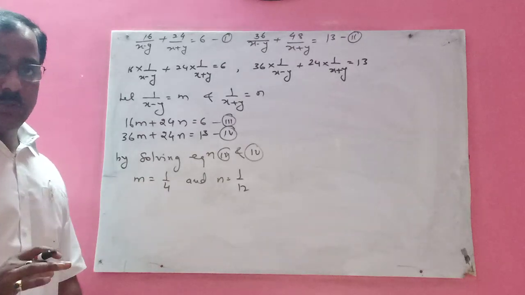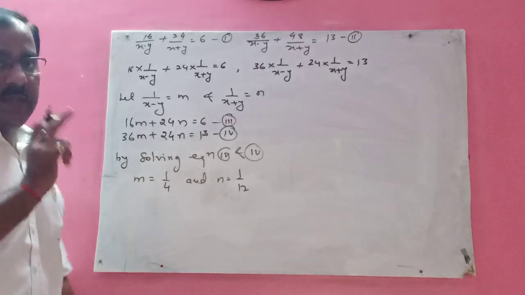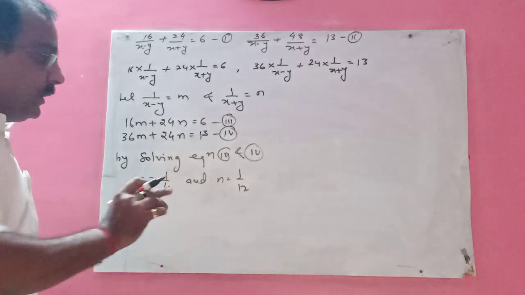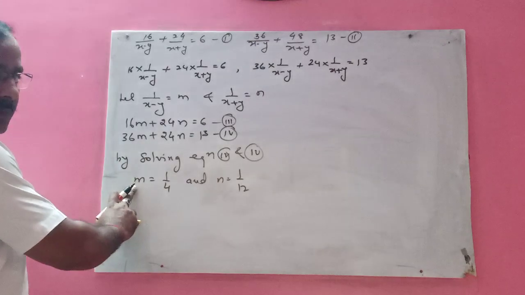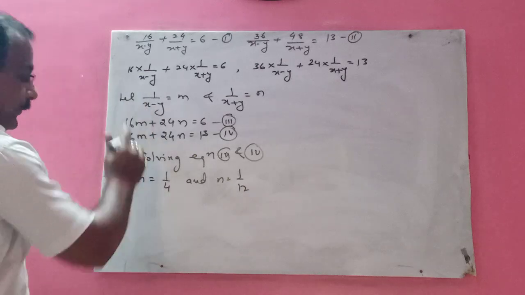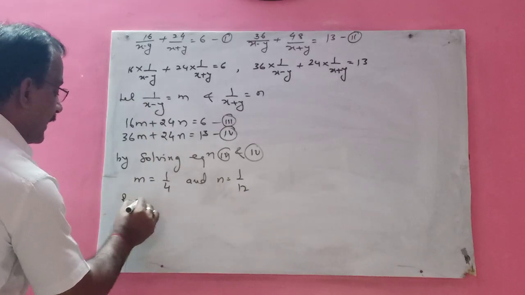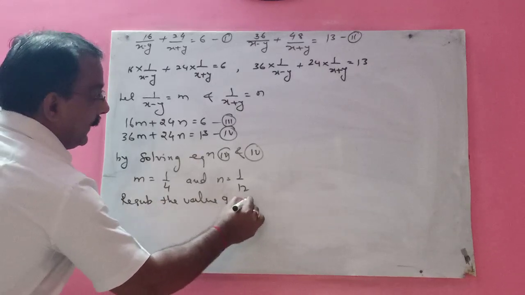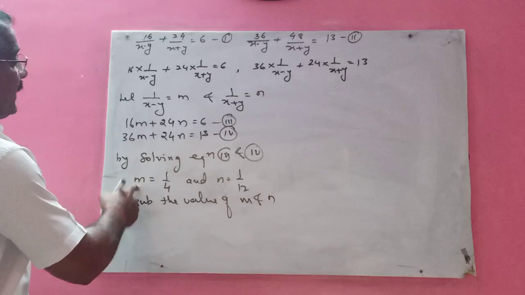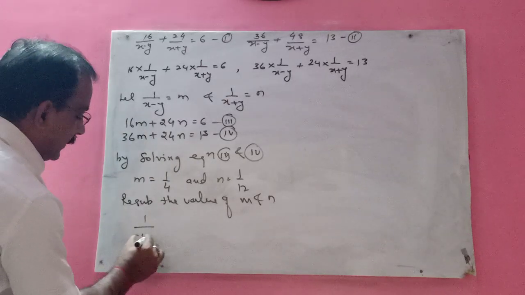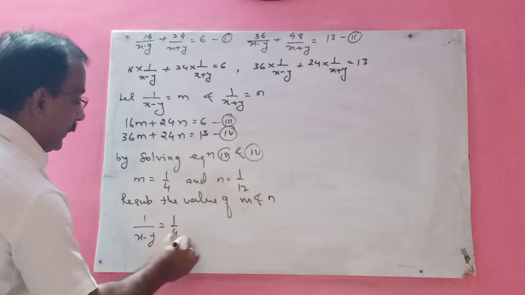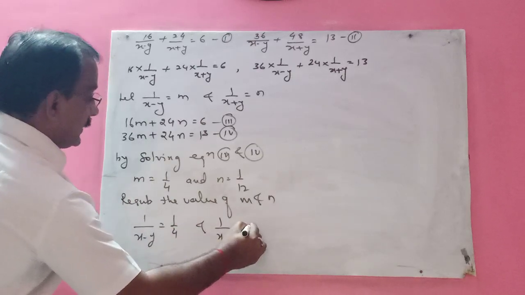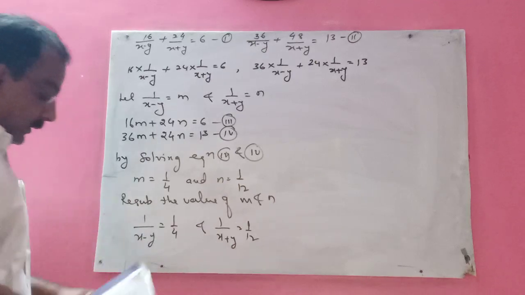But here the problem is not over, because we want to find the values of x and y, that is, the speed of the boat in still water and the speed of the current. So again you are going to replace m by 1 upon x minus y. Re-substituting the values of m and n: m is 1 upon x minus y, which is equal to 1 upon 4, and 1 upon x plus y is equal to 1 upon 12.